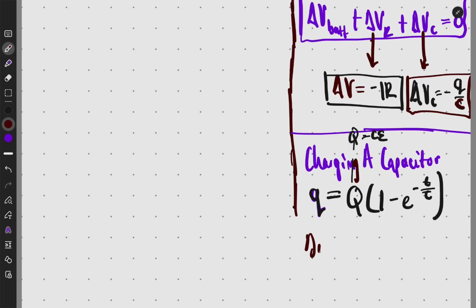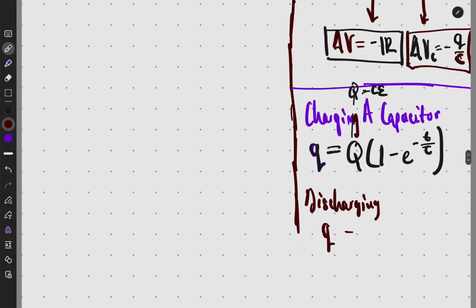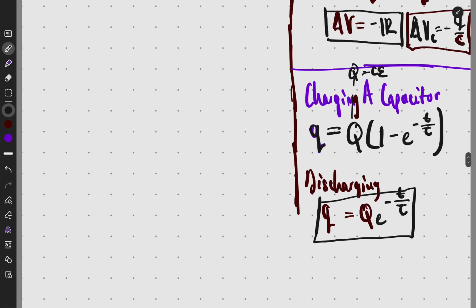When we are discharging a capacitor, then Q, the charge in the capacitor, is going to be just this maximum charge multiplied by e to the negative t over tau. This gives us the charge on the capacitor when it's discharging.